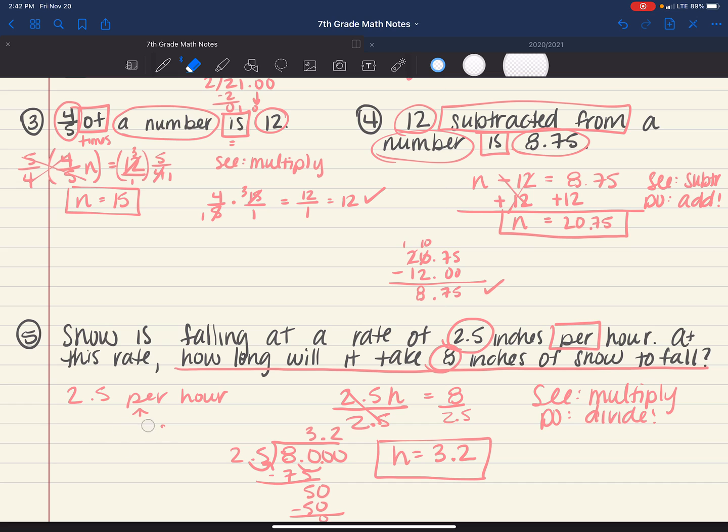And let's do it over here. 3.2 times 2.5. 2 times 5 is 10, carry the 1. 3 times 5 is 15, plus 1 is 16, 0 placeholder. 2 times 2 is 4. 3 times 2 is 6, add it up. 0 plus 0, 0. 6 plus 4 is 10, carry the 1. That's 8. I'm going in twice. Yep, comes out to 8, which means 3.2 is my answer.